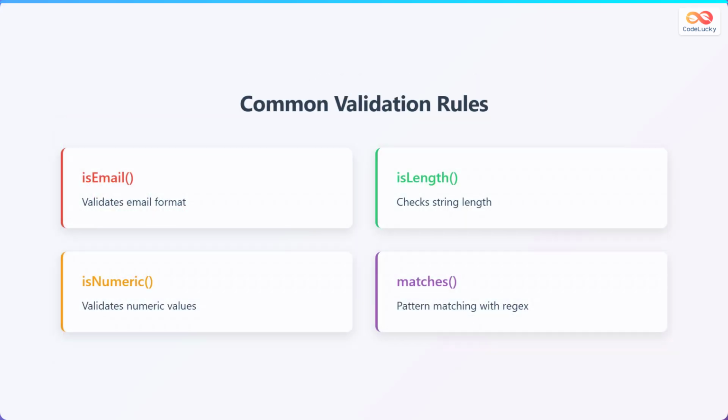Here are some common validation rules provided by Express Validator. The isEmail function validates whether the input is in a valid email format. The isLength function checks the length of a string, ensuring it meets specified criteria. The isNumeric function validates whether the input is a numeric value. Lastly, the matches function allows you to perform pattern matching using regular expressions, providing flexible validation options.